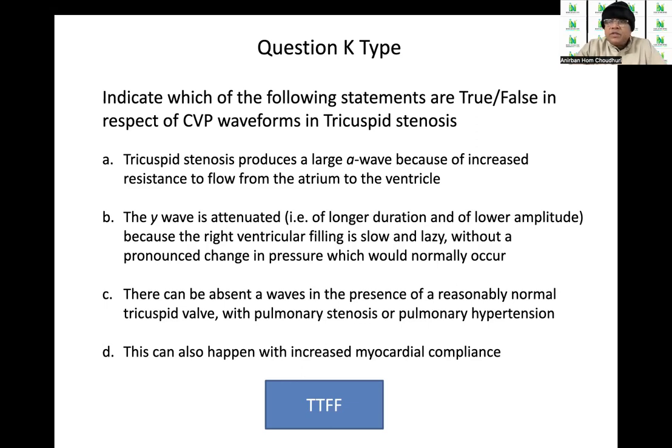A wave represents the atrial contraction. So atrial contraction has nothing to do with the pulmonary stenosis or pulmonary hypertension, because here the changes will be seen primarily in the V waves and in the CV. And this can also happen with increased myocardial compliance. This is also false, because increased myocardial compliance would lead to more ejection of the wave. So there is no scope for a change in this.